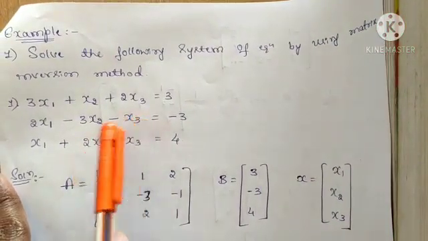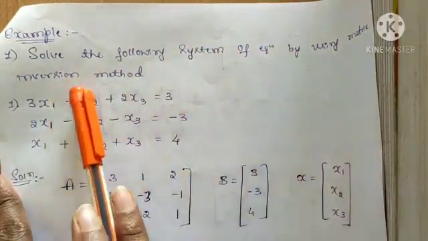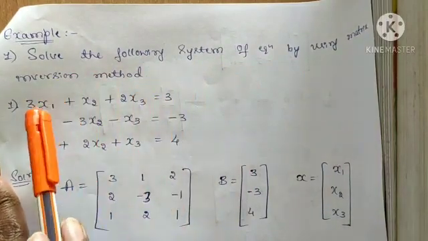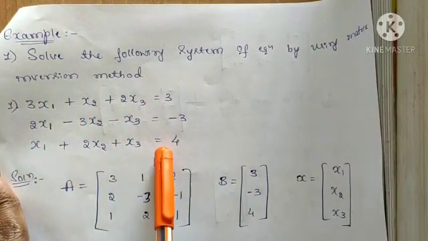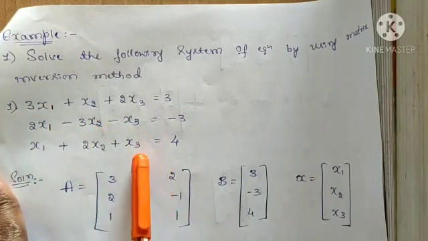Now see the example, students. Solve the following system of equations by using the matrix inversion method. You have to obtain the solution for the unknowns, where the unknowns are xi's. Here it is a 3 cross 3 system of equations, therefore x1, x2 and then x3.